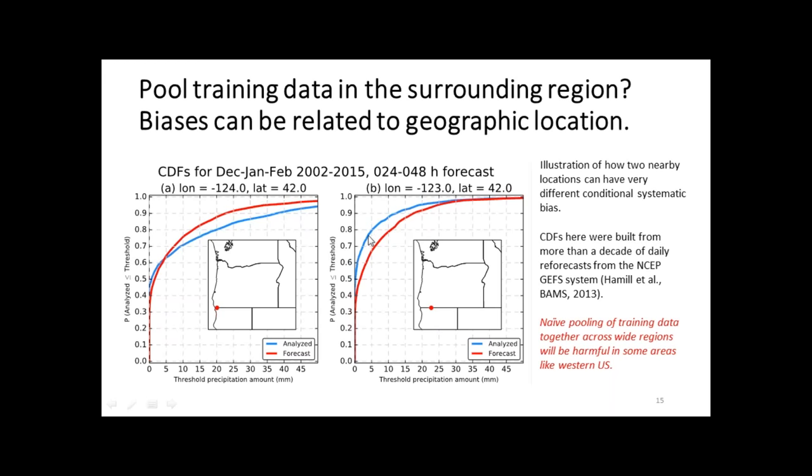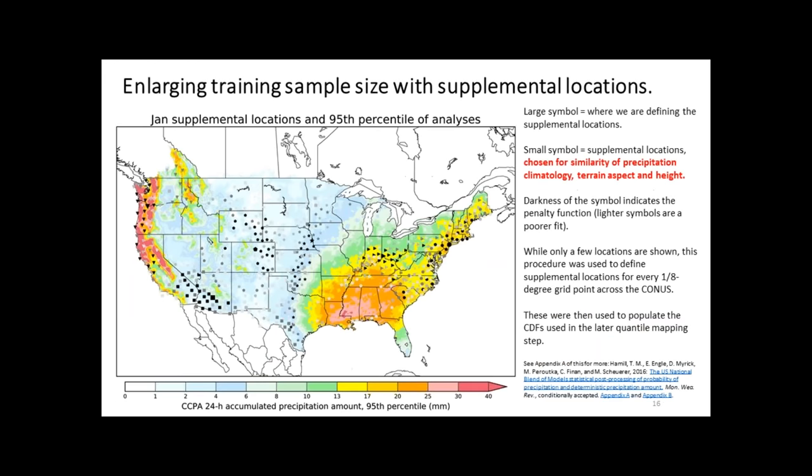The analyzed distribution is shifted to the left here. So if you were to think about supplementing the training data at this location with this location, you would probably have a deleterious effect. You would be making things worse. You've got different biases at these different locations.